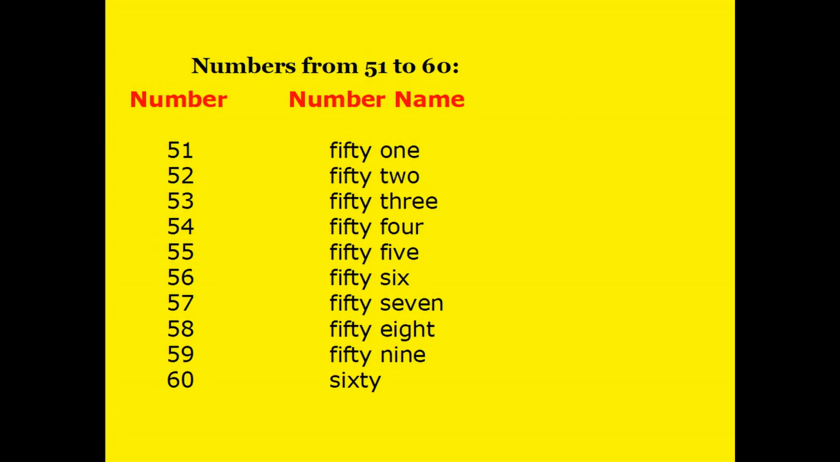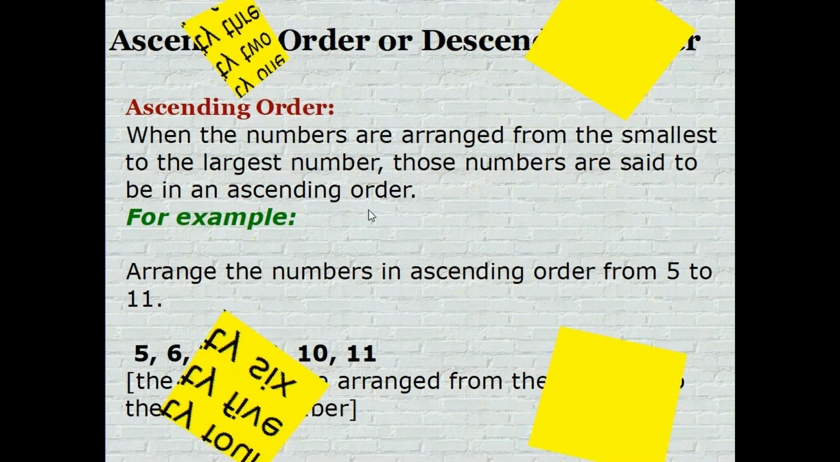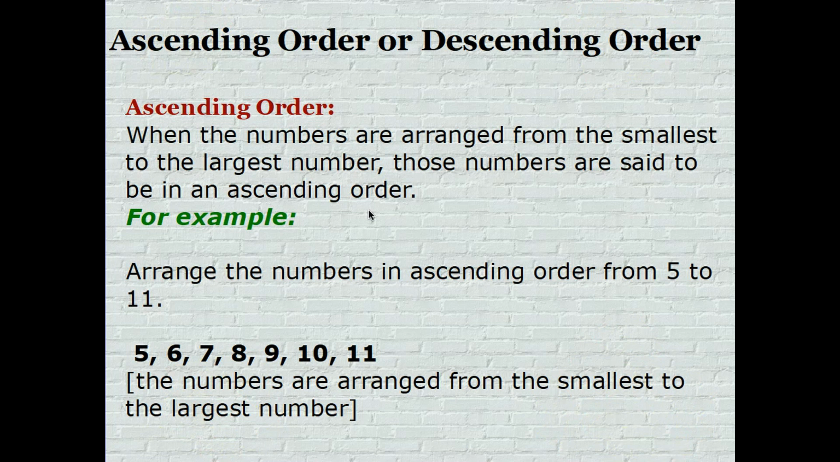Now let's proceed to the next one. Here we will see what ascending and descending order means. What do you mean by ascending? That means when the numbers are arranged from the smallest to the largest number, in increasing order. Those numbers are said to be in ascending order or in increasing order.